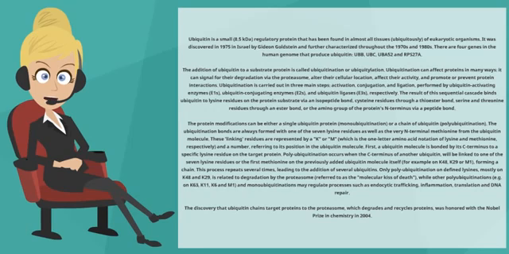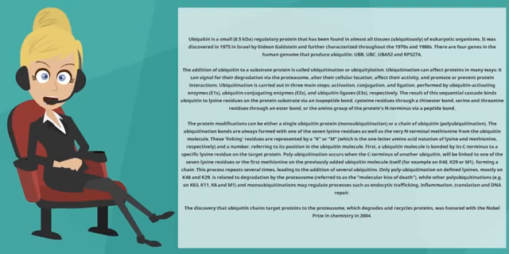The protein modifications can be either a single ubiquitin protein (monoubiquitination) or a chain of ubiquitin (polyubiquitination). The ubiquitination bonds are always formed with one of the 7 lysine residues as well as the very N-terminal methionine from the ubiquitin molecule. These linking residues are represented by a K or M, which is the 1-letter amino acid notation of lysine and methionine, respectively, and a number, referring to its position in the ubiquitin molecule.